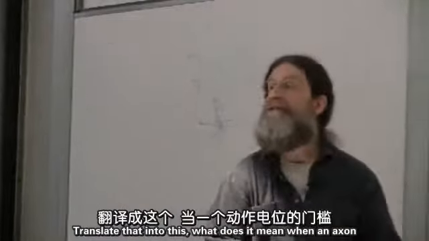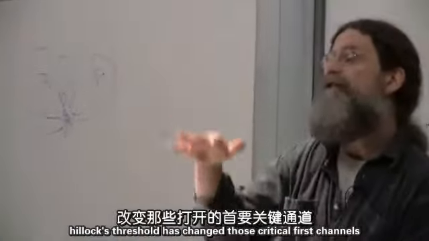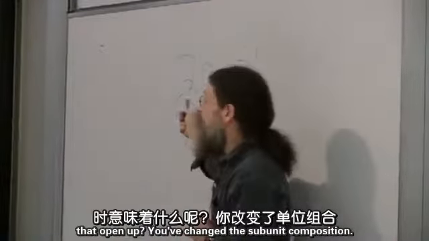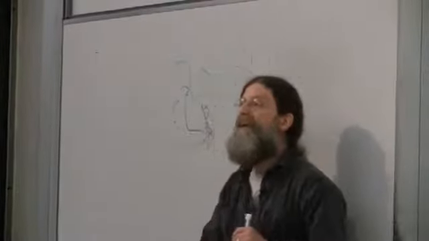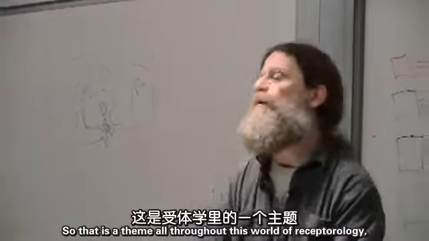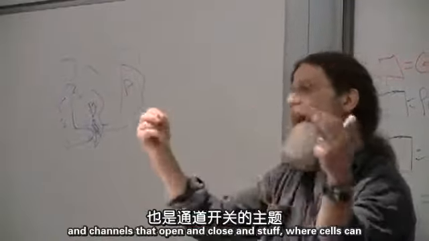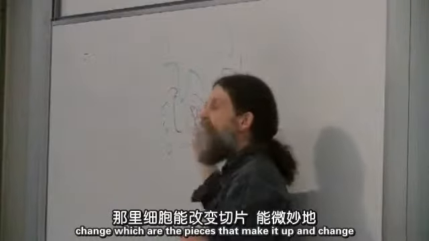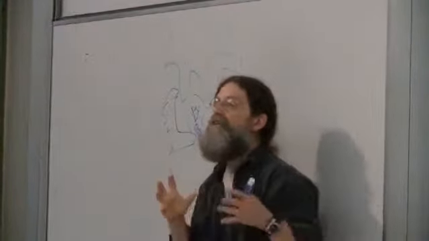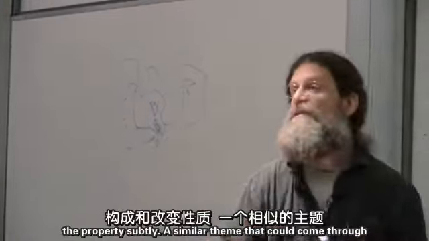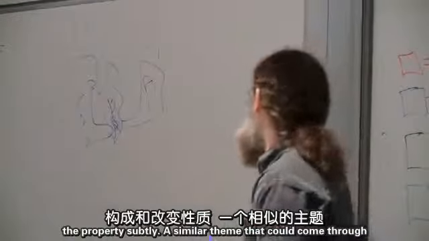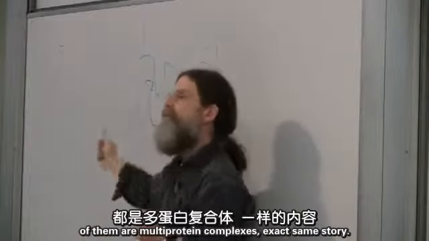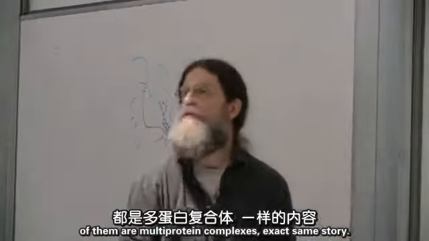Translate that into this. What does it mean when an axon hillock's threshold is changed? Those critical first channels that open up, you've changed the subunit composition. So that is a theme all throughout this world of receptorology and channels that open and close, where cells can change which are the pieces that make it up and change the properties subtly. Similar theme could come through with hormone receptors. Same exact deal, a whole bunch of them are multi-protein complexes, exact same story.